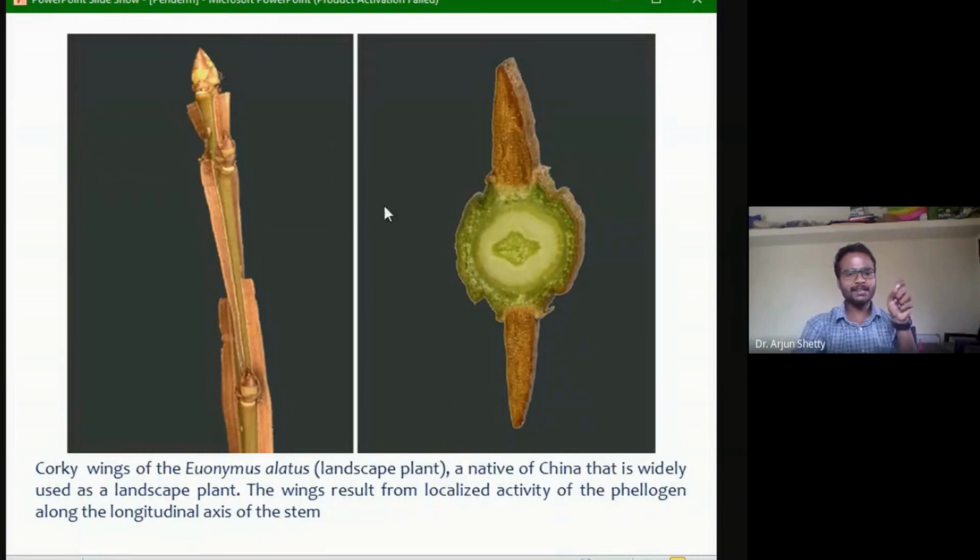So this is the wings of the China plant, a landscape or ornamental plant, Euonymus alatus. There you can see the formation of a corky layer. Are you all able to see this corky layer? This is the side view, and this is a top view after this section.